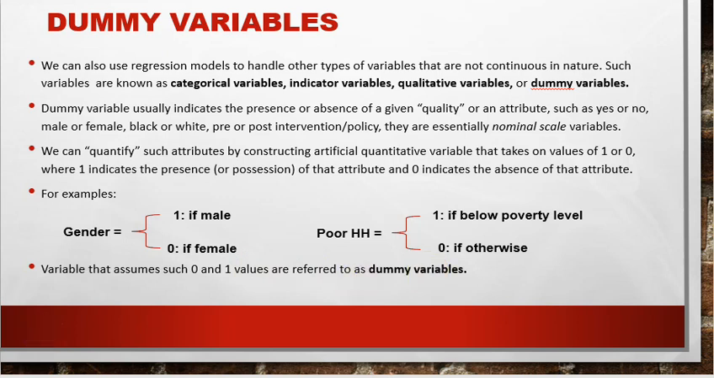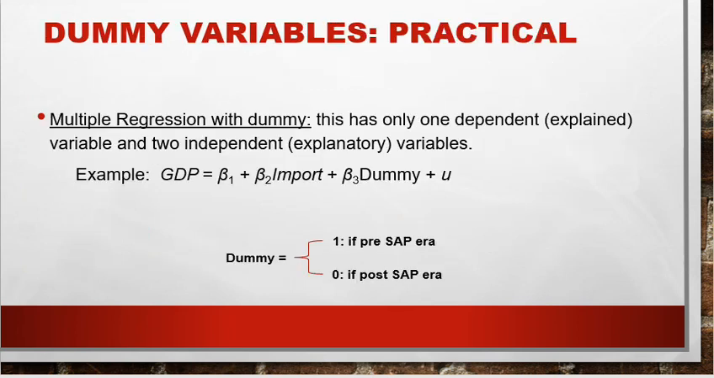Now we're going to look at an example in this study, and the example we want to look at is the model we are seeing here, a multiple regression with dummy variable. In this case, we have only one dependent variable and 2 independent variables. One is import, whereas the other one is dummy. This dummy is used here to capture the policy intervention called SAP in Nigeria at a particular time.